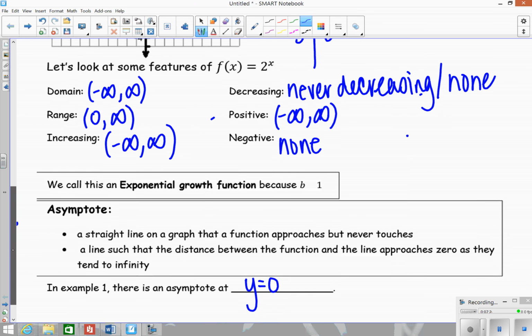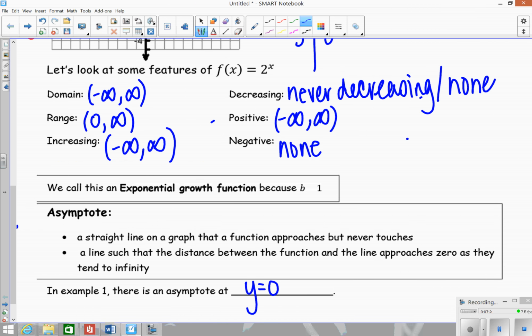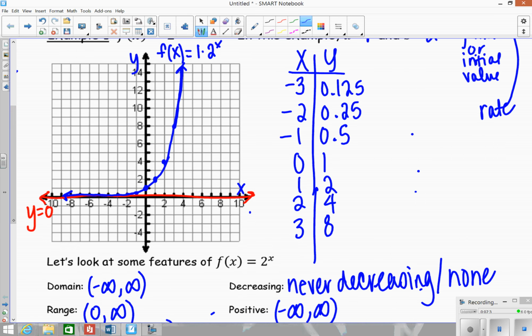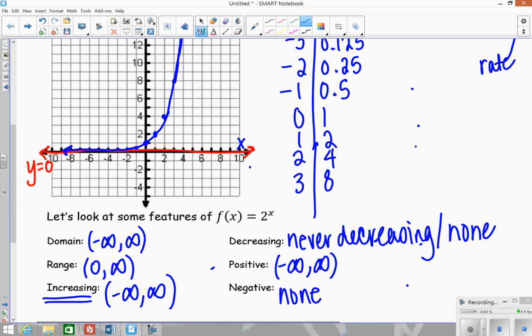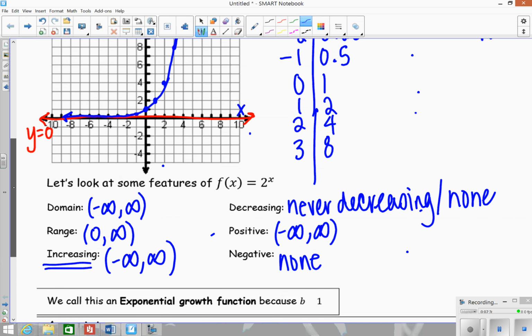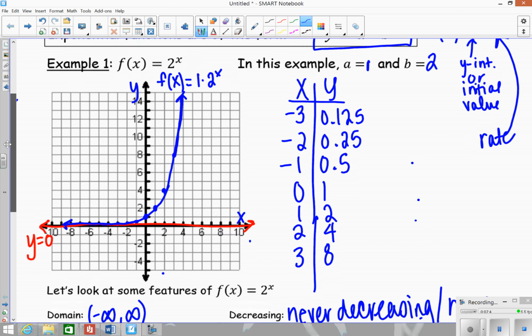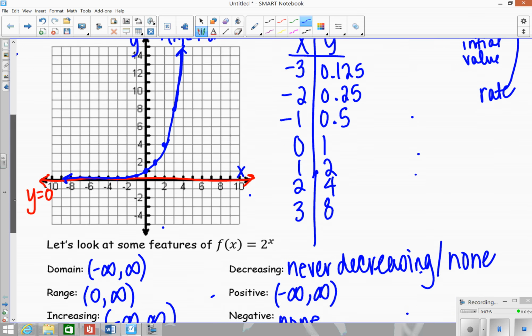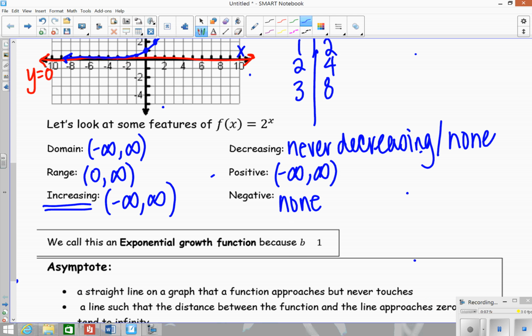So then the part that I skipped over up here is that this is an exponential growth function. And the reason why it's called an exponential growth function is if you look at it, it's constantly increasing. It's constantly growing. So that's why it's called an exponential growth. And right away, I looked at this and I knew it was going to be an exponential growth because this b value was a number greater than 1. So that rate was a number bigger than 1, which tells me it's growing. So the reason why this is an exponential growth function is because b is greater than 1.